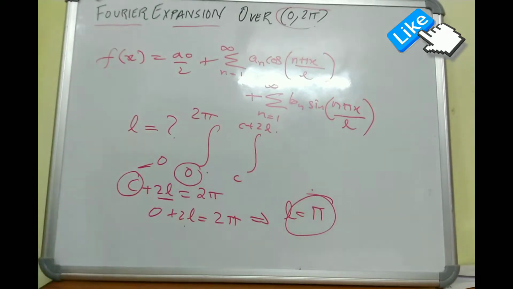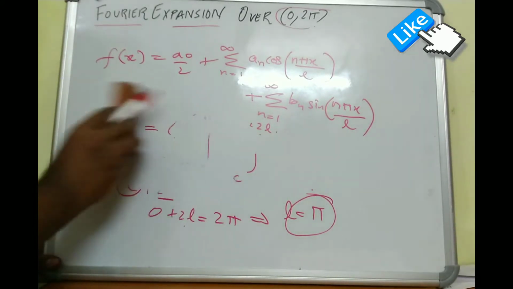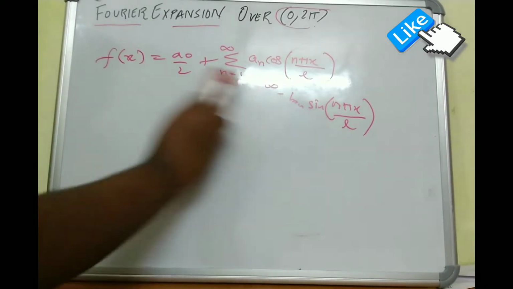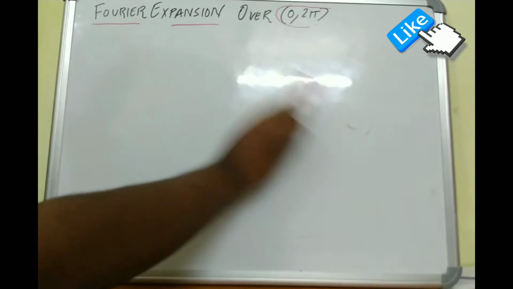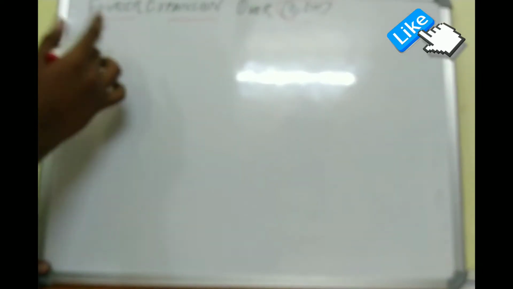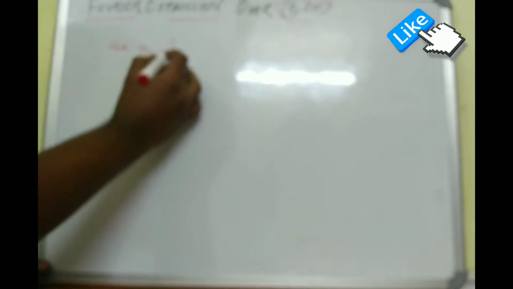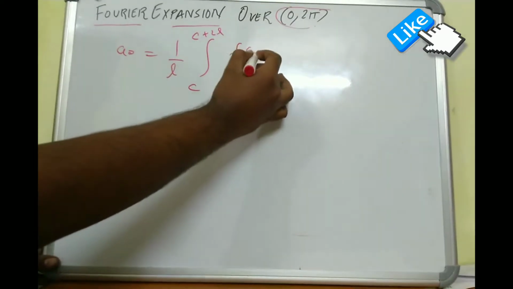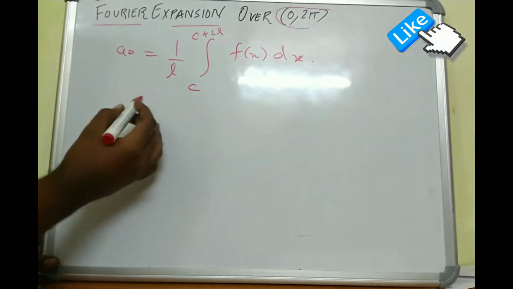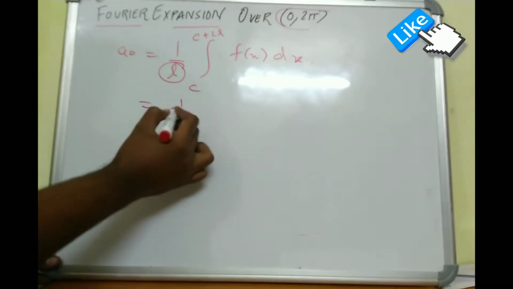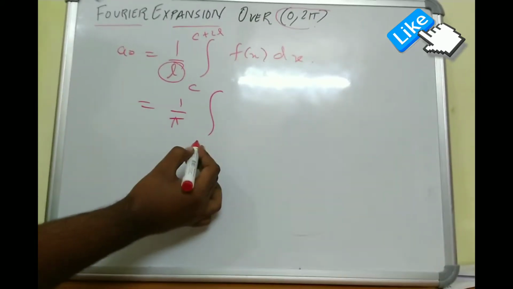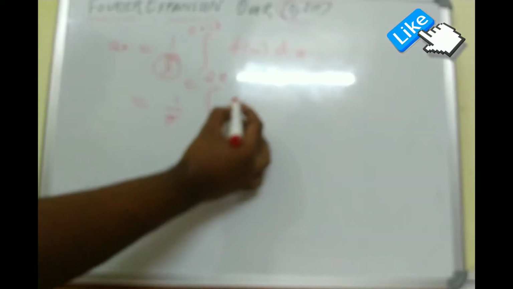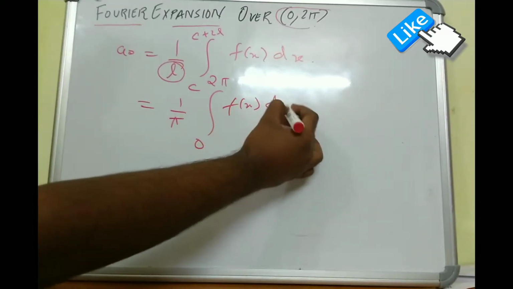We found out what L is. Now we have to write the formulas for a naught, a n, b n and so on. So a naught is given by 1 by L, the general formula being integral from C to C plus 2L of f of x dx. For this, L is pi, C is 0, and C plus 2L is 2 pi. So a naught is 1 by pi integral over the interval 0 to 2 pi of f of x dx.